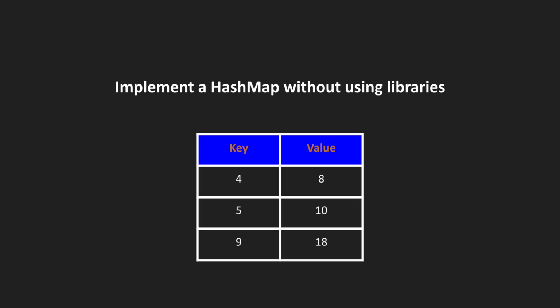Today we are going to implement a hash map without using libraries. So first let's take a look at what is the hash map. A hash map is a data structure where we are storing key value pairs. For example, in this case we are storing 4 as a key and the corresponding value is 8. We are storing 5 as a key and the corresponding value is 10, 9 and 18 and so on.